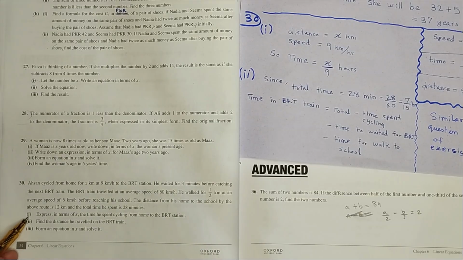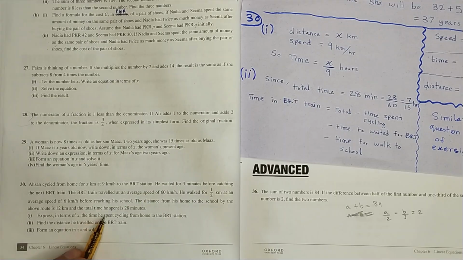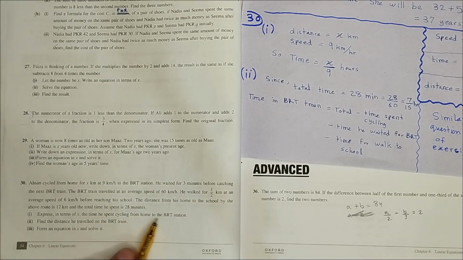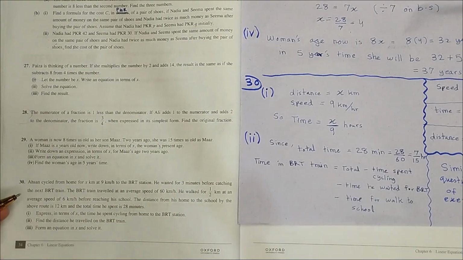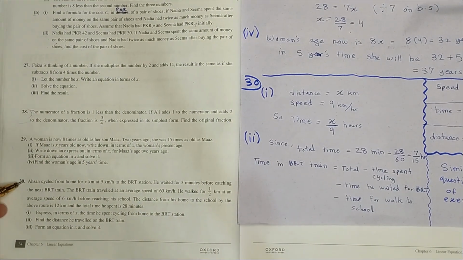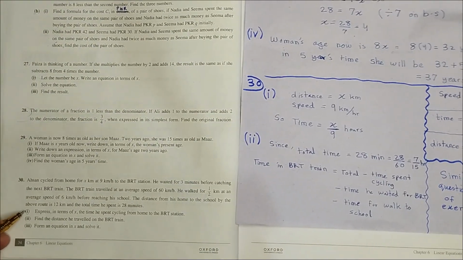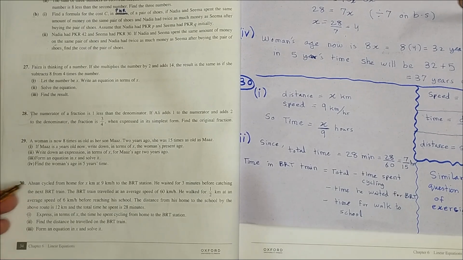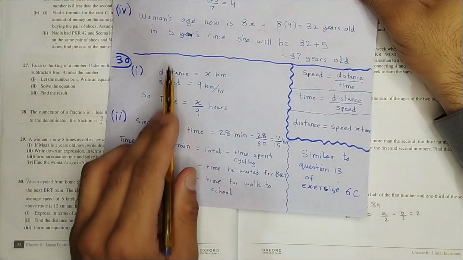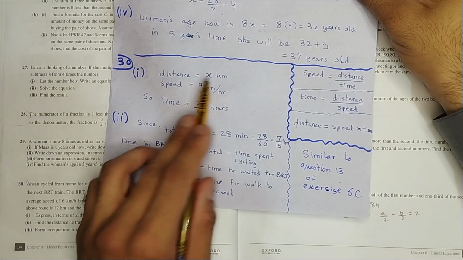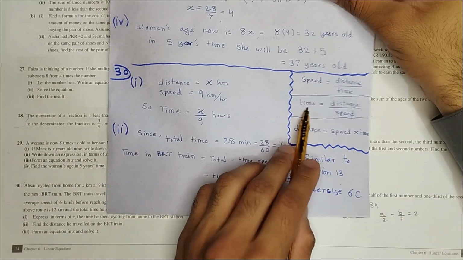Okay, question number 1 asks us to express in terms of X the time he spent cycling from home to the BRT station. Okay, the most important thing that you need to remember to solve this part is the first sentence. First sentence says that the distance is X. It says that the speed is 9 kilometers per hour. And what did I say about time? How do you find time?